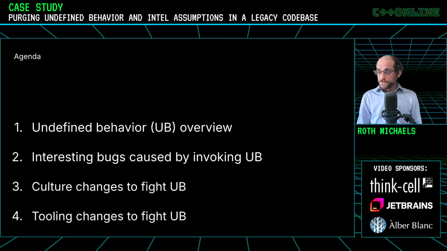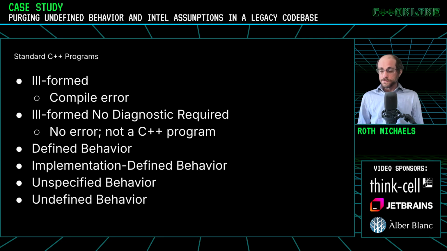So for the meat of the talk, we're going to talk about 4 different things. An overview of what undefined behavior is, some examples of interesting bugs that I've seen that were caused by undefined behavior, and then how we made big changes at Isotope to both change the culture to actually have an attitude of fighting undefined behavior and really caring about these things, and also tooling changes we made to help in this process of making sure we're not adding new undefined behavior to our code base.